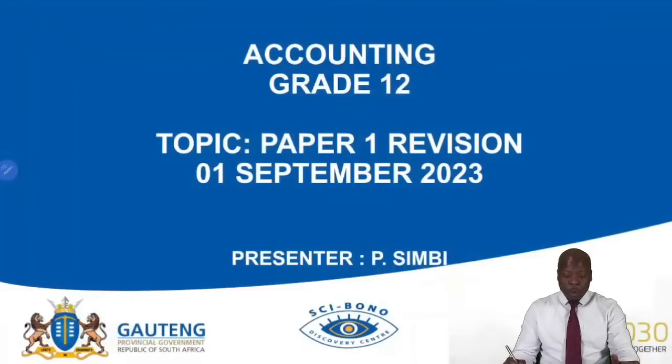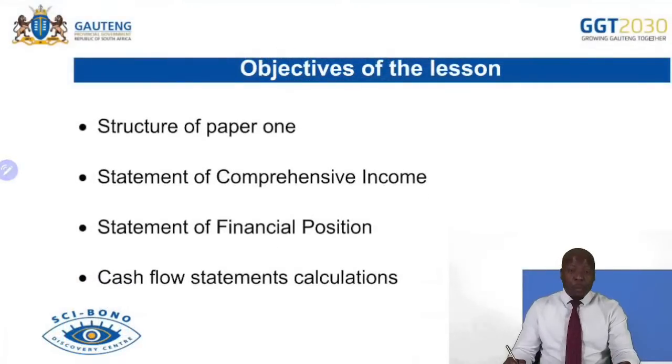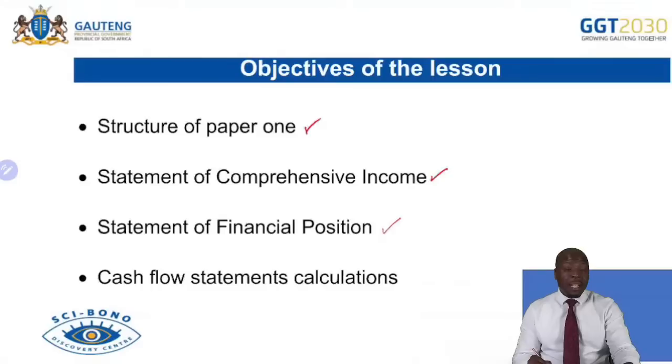All right. So here are my objectives for today's lesson. I am going to look at the structure of paper 1. If you have been wondering what comes in paper 1, today I'm going to address that. I am going to look at the statement of comprehensive income. I will also do the statement of financial position. I will not do a complete one, but I'll do adjustments in how they affect this statement. I'll also touch the cash flow statement calculations. I will not do the entire cash flow statement, but I will touch on particular calculations that affect the cash flow statement.